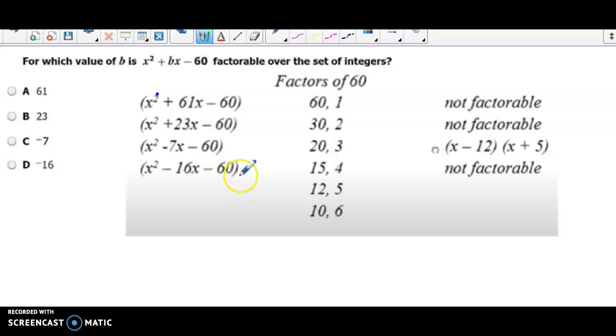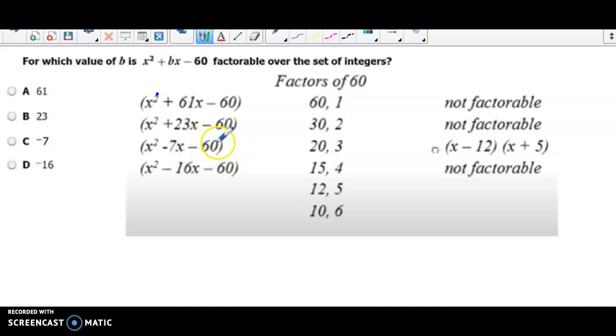What can I multiply to get 60, and when I subtract, I get a negative 16? Both of them would have to be negative, but they can't be. All right, so that one's not factorable. So this one's the only one that I have left.